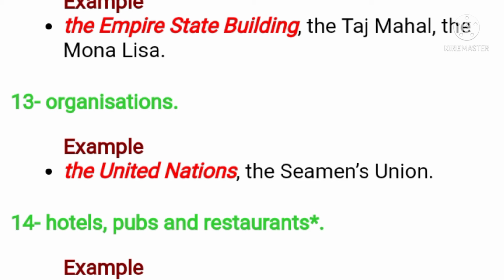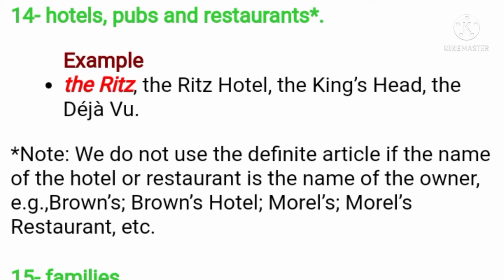Even further, they may be used with well-known buildings. Suppose the Empire State Building, the United Nations. Further, they may be used with some famous hotels and restaurants. The Ritz, the King's Head. So we use the. Even they may be used with big families, popular families, famous families. Let's suppose the Obamas, the Jacksons. In this regard, these are the families, and the other particular one, special one. So we just use over there what, the article the.